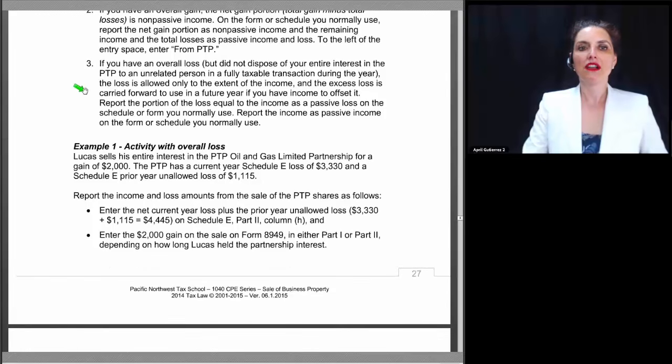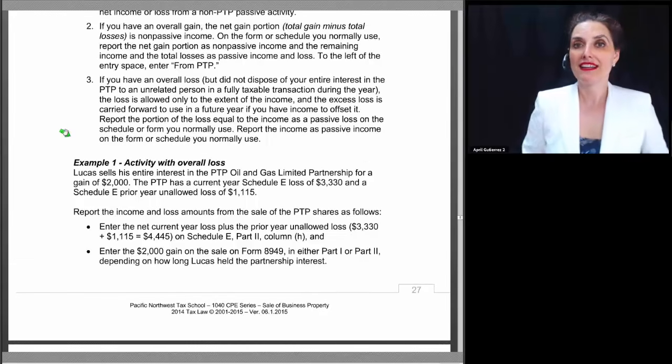But if you have an overall loss but did not dispose of your entire interest in the PTP to an unrelated person in a fully taxable transaction during the year, then the loss is allowed only to the extent of income, and the excess loss is carried forward to use in future years, if you have income to offset it. Report the portion of the loss equal to the income as a passive loss on the schedule or form that you normally use, and then report the income as passive income on the form or schedule you normally use. Didn't that make brilliant sense? Well, that's the IRS instructions for you.